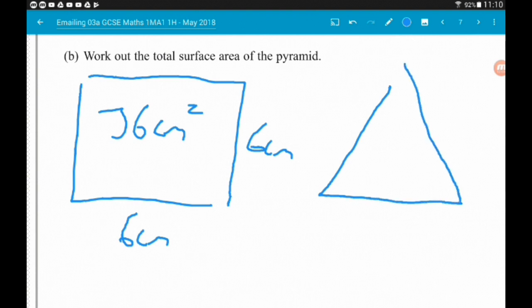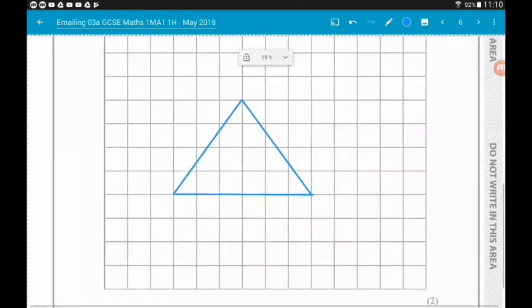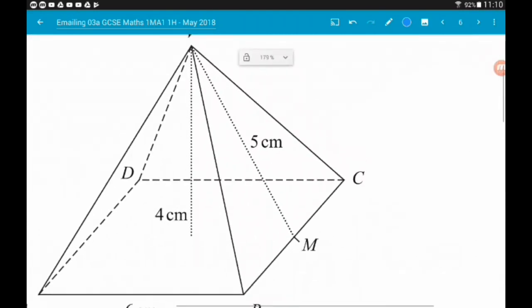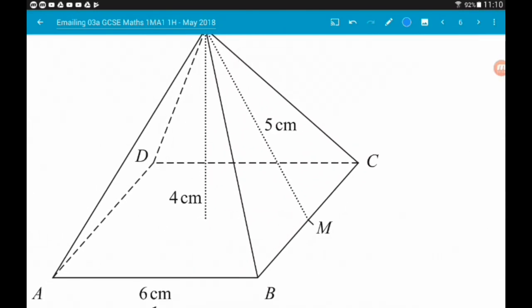Okay, now the other type of face we're going to have is a triangle. And there's 4 of these. Now we know the base is 6 centimeters. Now the height of each triangle, this is where this other dimension comes in handy now, is going to be 5.